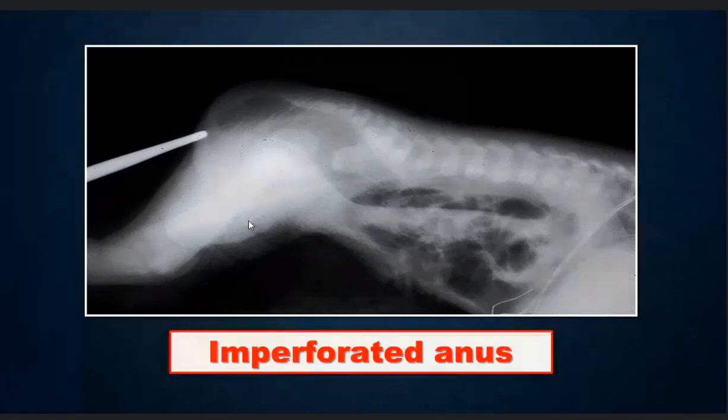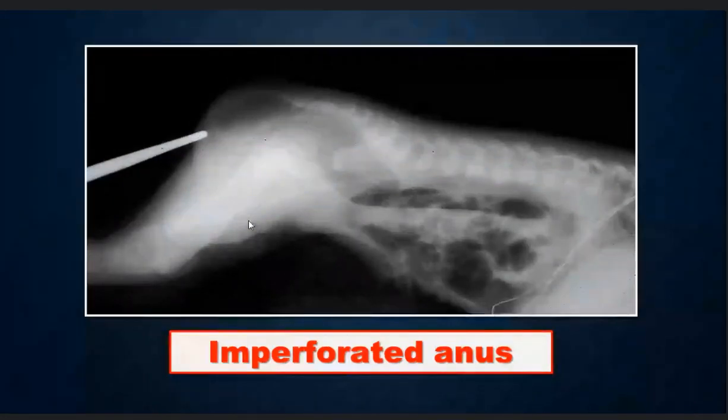Huda Mohsen. Yes, doctor. Two types. Yes, low type and high type. Okay, what do you think this one is, which type? Low type. Low type. Very good. Thank you.